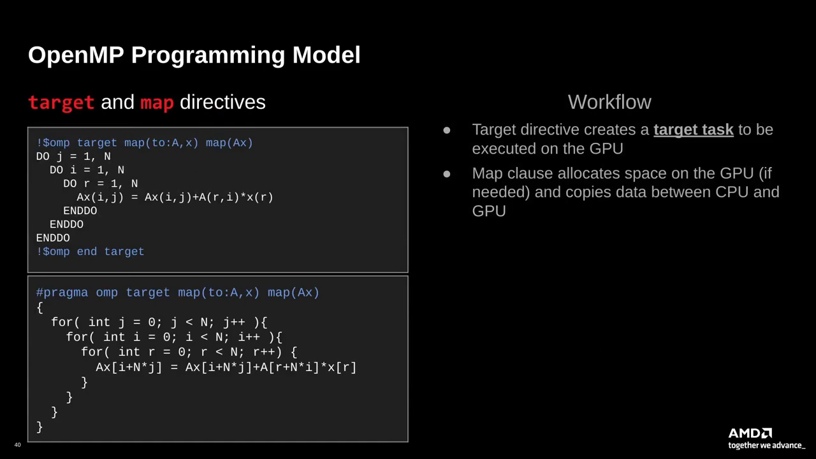So with OpenMP, you can use the OpenMP target directive to mark regions of code that you want the compiler to offload to the GPU. When you use an OpenMP target region, the map directive is used to indicate variables that you want to copy to the GPU and from the GPU.